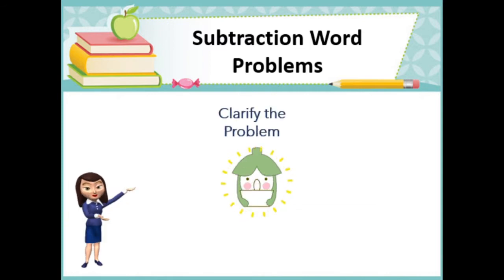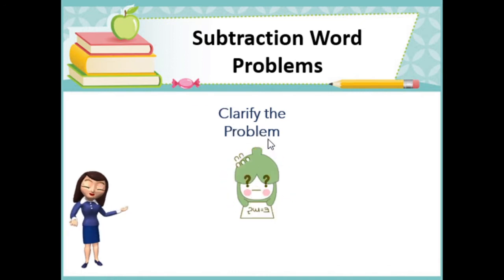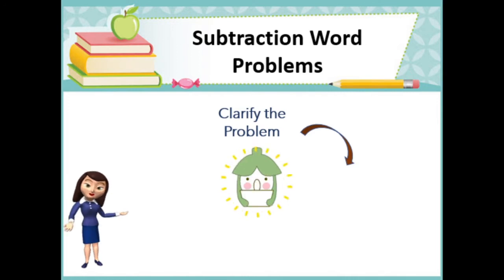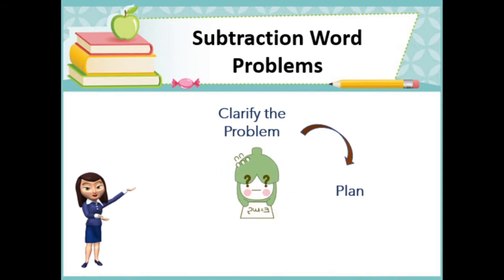First, we need to clarify the problem. We have to identify what are the given data that we can use to solve the problem. Next, after clarifying the problem, we can then make a plan. A plan on what to do to solve the problem. Basically, you can see here the formulation of the number sentence.